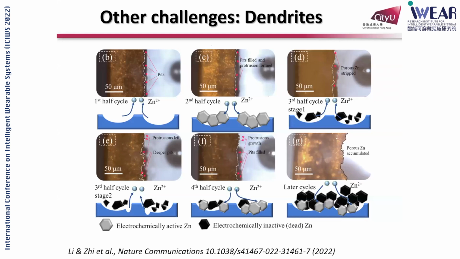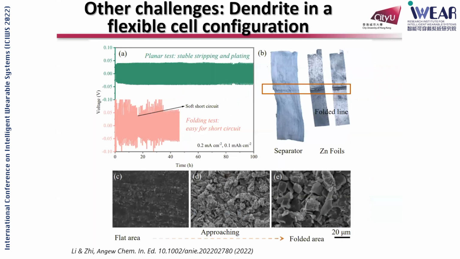So if you have these dendrite issues, you can think about a flexible device. For example, if you fold the flexible device with a piece of zinc at the folding area, the dendrites will be more severe. This is a study. If you don't fold, you can do a planar test. It's around 100 cycles, you can do it. But if you fold it, for example at this edge, it easily gets a short circuit.